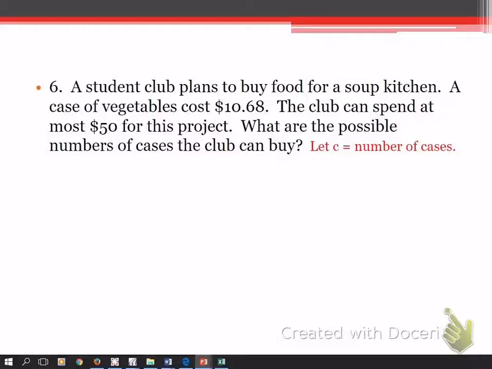Another one. A student club plans to buy food for a soup kitchen. A case of vegetables costs $10.68. The club can spend, at the most, $50 for this project. What are the possible numbers of cases the club can buy? Take a second, try to set that up. Make sure that you define your variable, well, the variable's already defined for you right here. But set up your inequality, solve it, write out a good sentence answer. Stop the video, and you can always check when you start it back up.